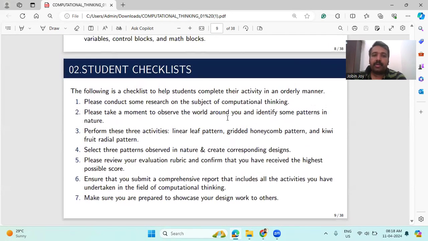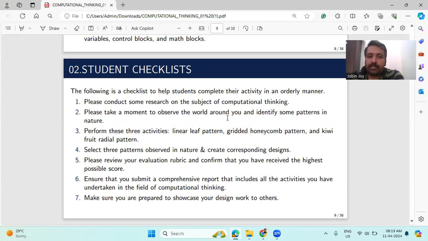The student checklist. The following is a checklist to help students complete their activity in an orderly manner. You have to review these 7 points clearly so that you can finish the activities in a very systematic and logical manner.